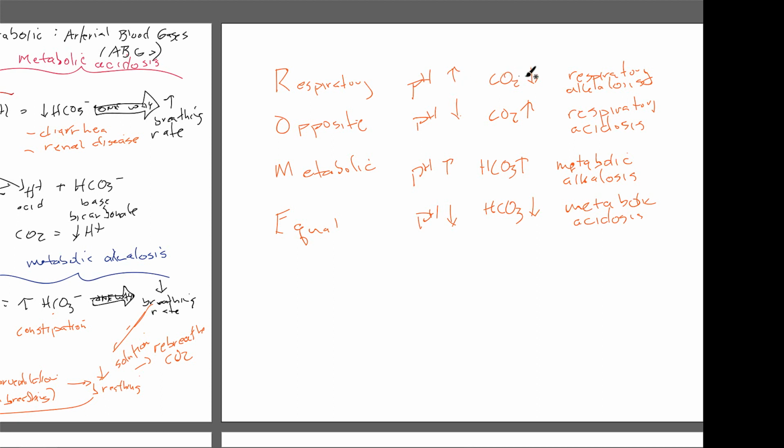So you're looking at pH versus CO2. If they're going in the opposite direction, pH is going up and CO2 is going down, then it's respiratory alkalosis since pH is high. If pH is low and CO2 is high, that's respiratory acidosis because pH is going down, CO2 is going up, they're opposite. You can see that I don't really like this mnemonic, and in fact, it works for some, but I would rather just think it through.